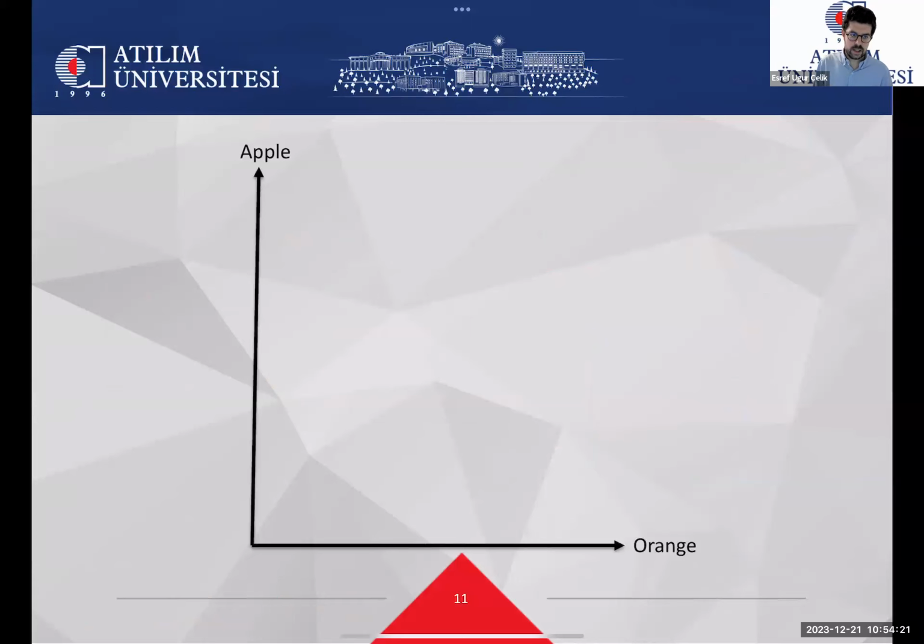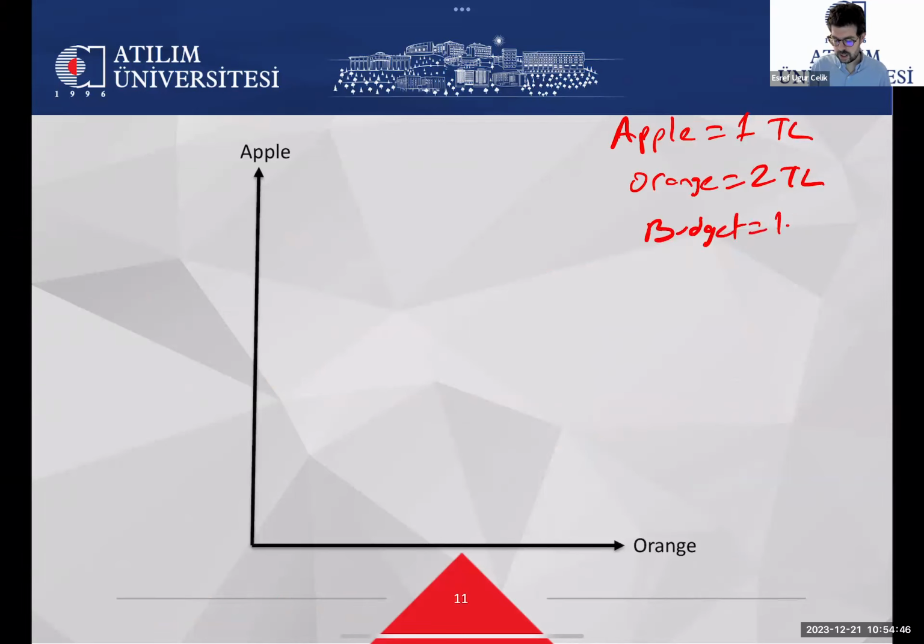Okay, let's draw the budget line firstly. By drawing the budget line, we use the budget equation. So let's remember the detail. Apple is 1 Turkish lira. Orange is 2 Turkish lira. And our budget is 10.